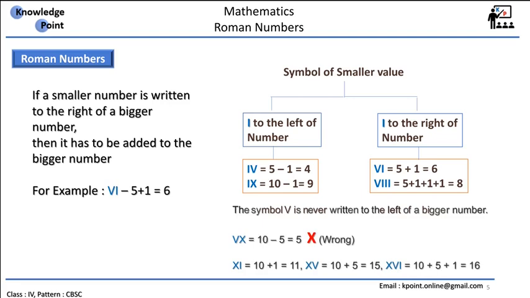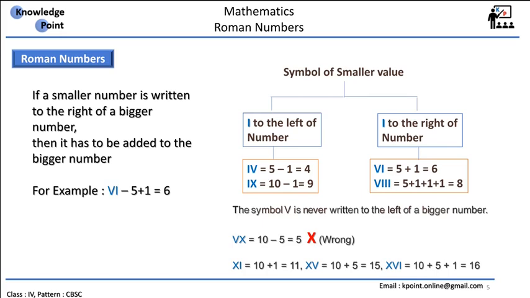For example, if we try to write VX, then 10 minus 5 is equal to 5. But this is a wrong statement because for 5 we are writing V. So we cannot write it this way. Now we will see how we write some bigger numbers.